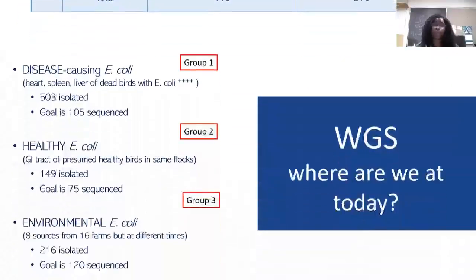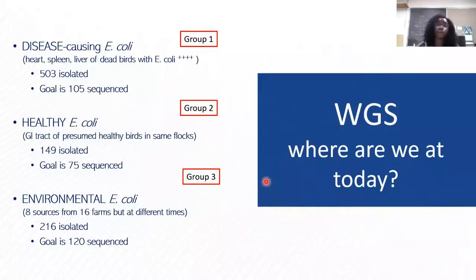And then for where we are presently, like I said earlier, the first 2 parts were actually conducted by a master's student who graduated. The results she got showed that these E. coli strains were 2 different populations. So far, she was able to isolate 503 E. coli strains, and we've already sequenced 105 strains. And then for the healthy E. coli strains, that's E. coli strains from the healthy birds, she isolated 149 E. coli strains, and we've been able to sequence 75 strains.